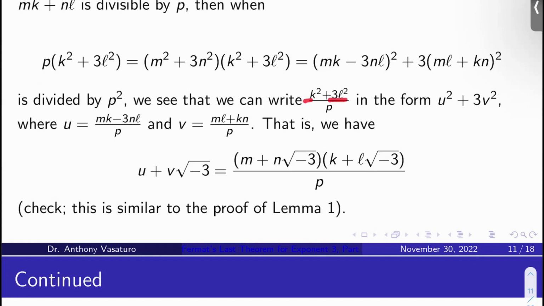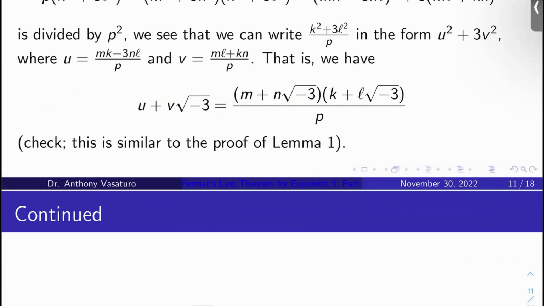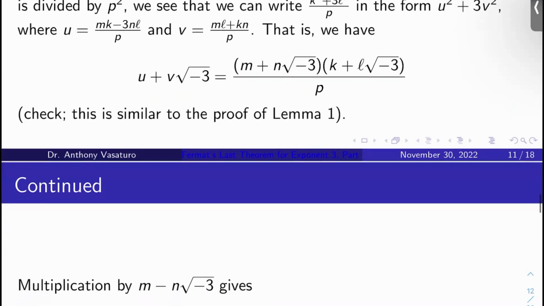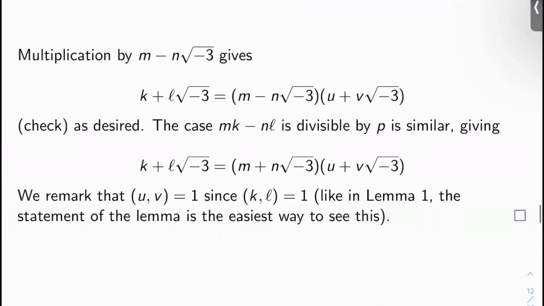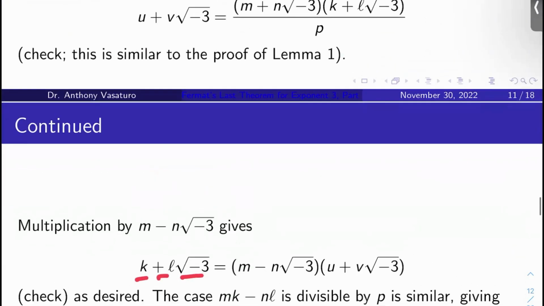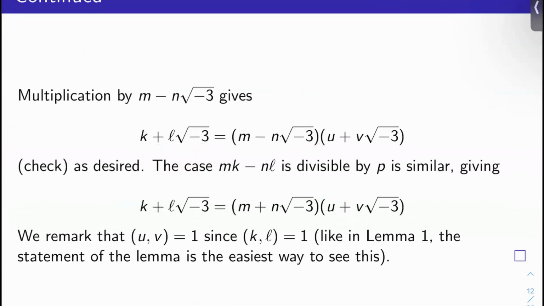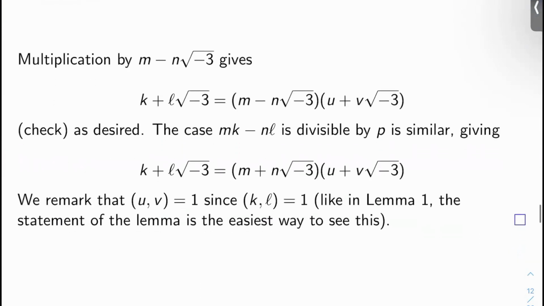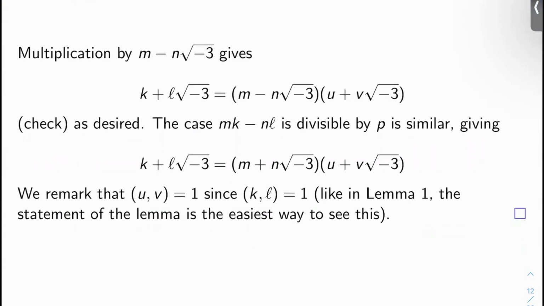you see that you can write k squared plus 3l squared over p in the form u squared plus 3v squared, where u is mk minus 3nl over p, and v is ml plus kn over p. In other words, similar to the proof of the last lemma, we have u plus v root negative 3 is m plus n root negative 3 times k plus l root negative 3 over p. So check this. It's an easy check. Okay? If you multiply both sides by m minus n root negative 3, you get the following. k plus l root negative 3 is m minus n root negative 3 times u plus v root negative 3. That's a quick little exercise for you to check. There's nothing to check. It's just a calculation. Okay? And so we're done. This is what we were trying to prove.